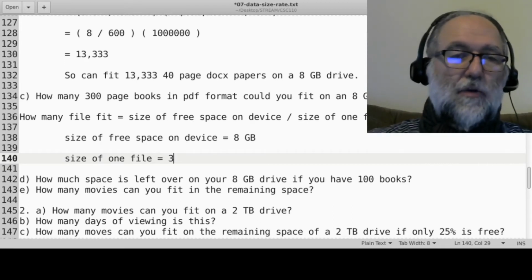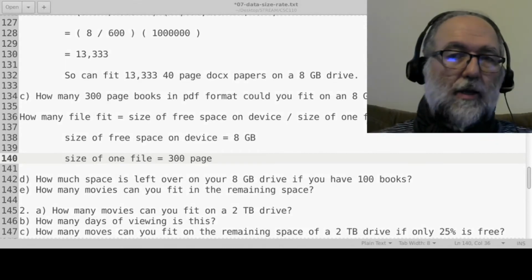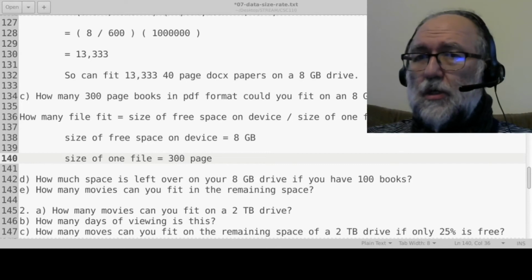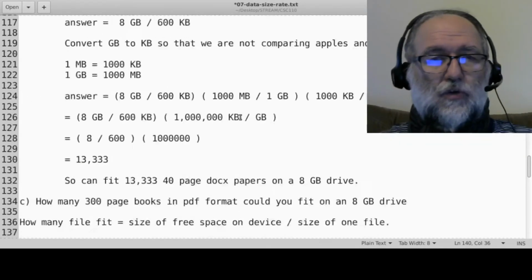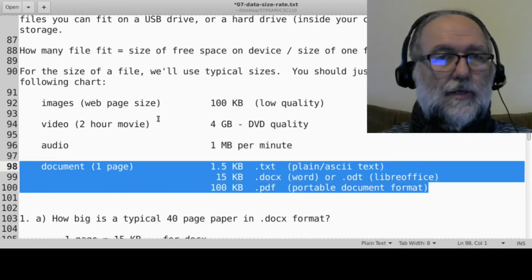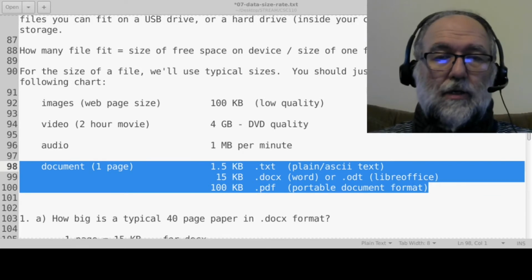Well, it's a 300-page book. Okay, so it's 300 pages. And now you ask, how big is each page? All right, and we go back to this chart over here. So we go back and we say, all right, we're looking at a document. A book is a kind of a document.